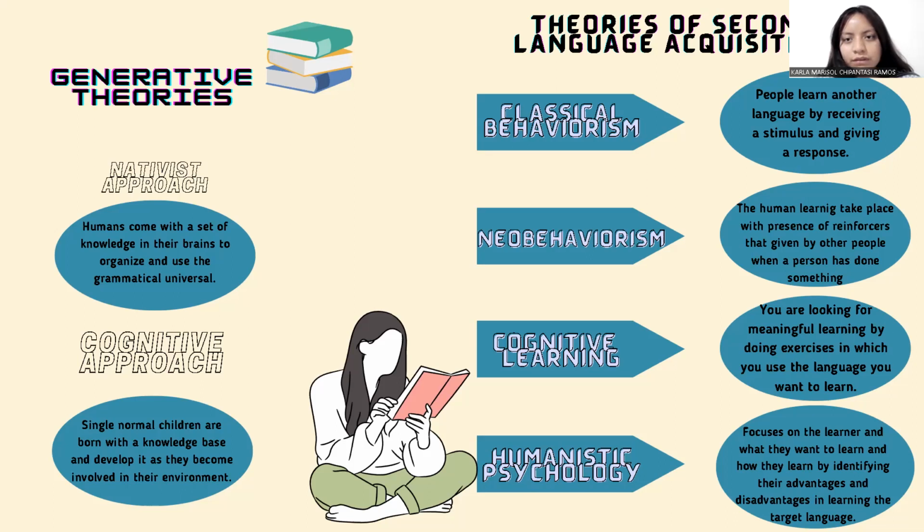Classical behaviorism: people learn another language by receiving a stimulus and giving a response. Then we have neobehaviorism: human learning takes place with the presence of reinforcement given by other people when a person has done something. And cognitive learning: you're looking for meaningful learning by doing exercises in which you use the language you want to learn. And humanistic psychology.